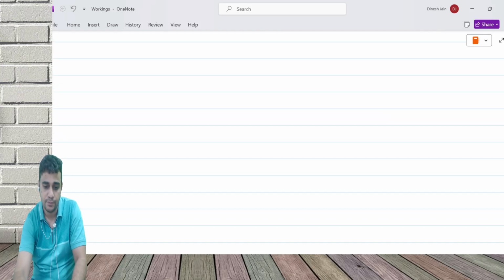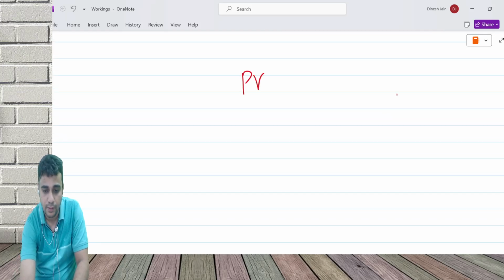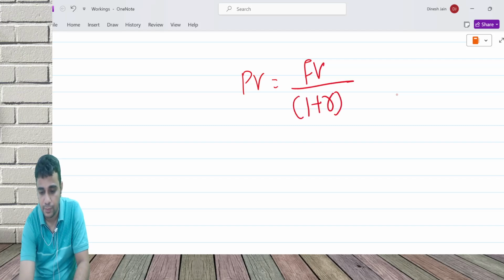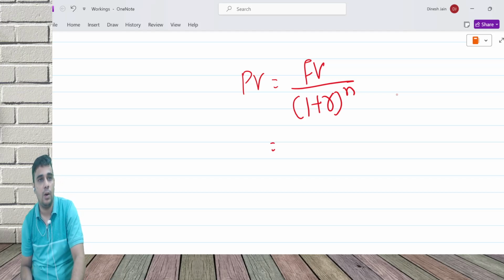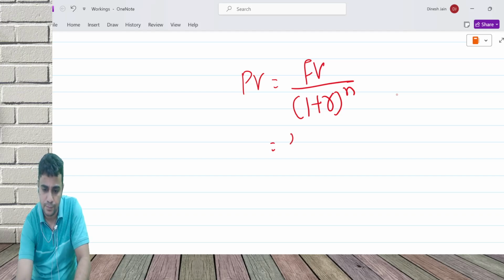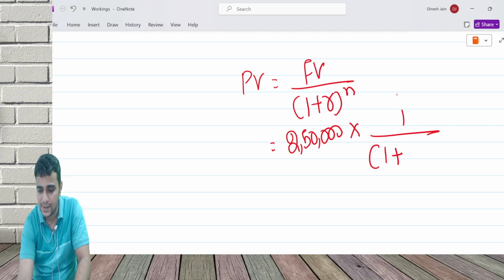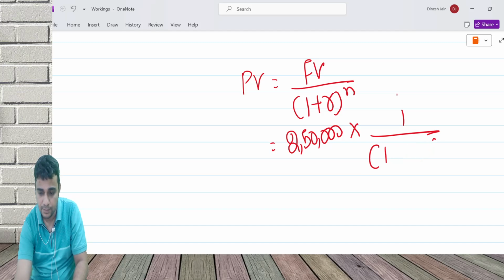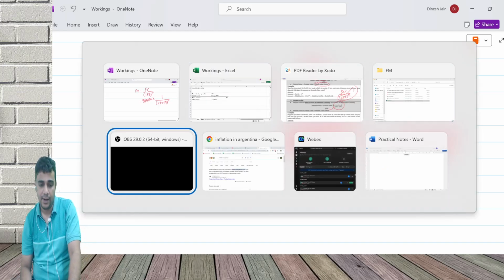Present value is equal to future value divided by 1 plus r the whole power n. What's the future value? I'll write it separately like this. 1 plus, what's the rate of interest? 9%, 0.09. Write it as a decimal only. How many years? 11 years. It is 11 years of analysis which needs to be done.